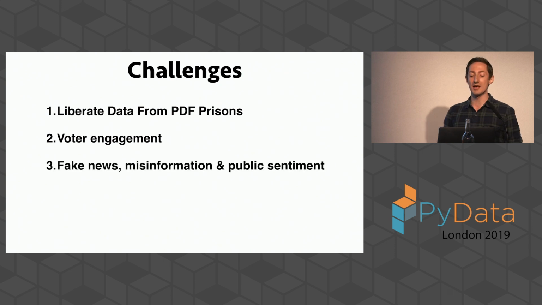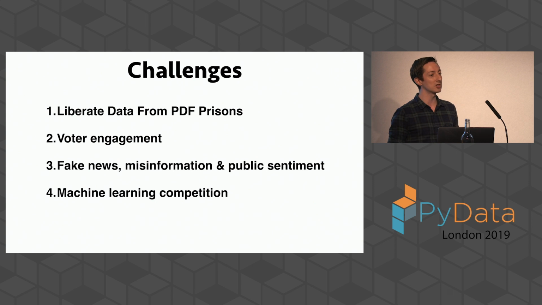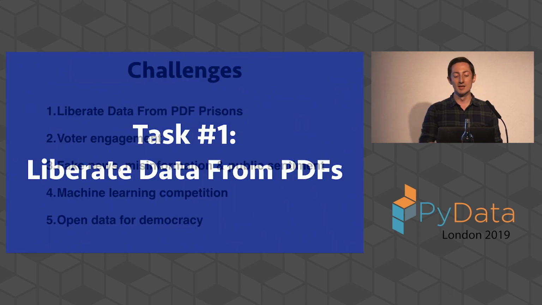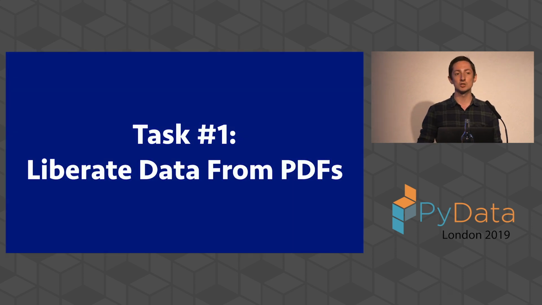Voter engagement, fake news, misinformation, public sentiment. We had a machine learning competition, because who doesn't love a machine learning competition? And we also had a prize category for open data for democracy initiatives. So number one, what did we manage to do?